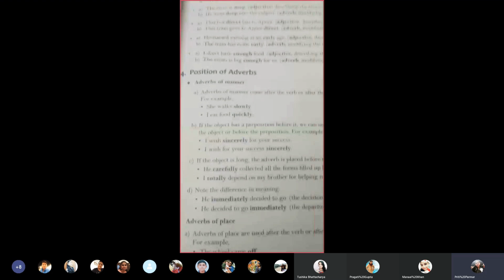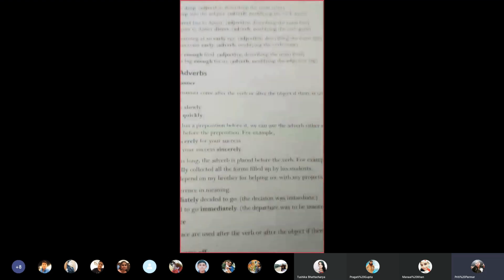Then I totally depend on my brother for helping me with my project. So when the object is very long, then at times the adverb is placed just before a verb. Now see, note the difference in meaning.